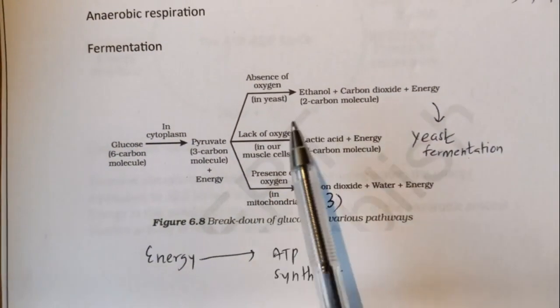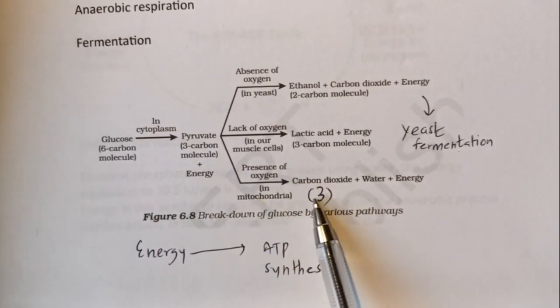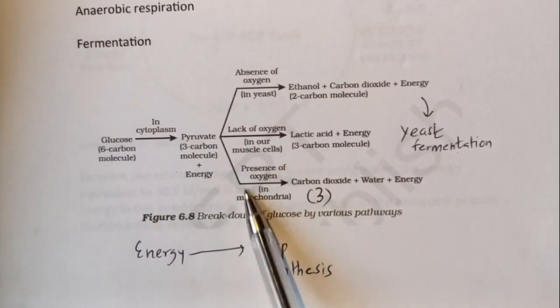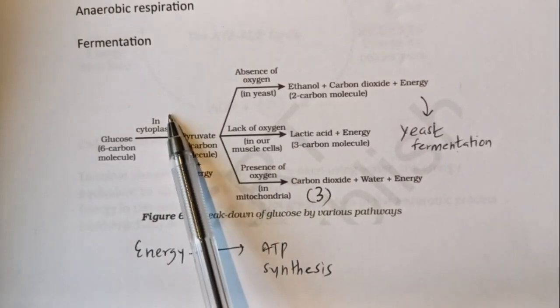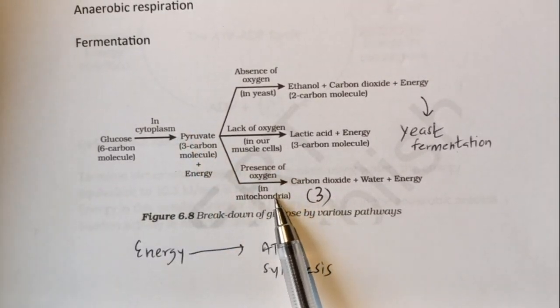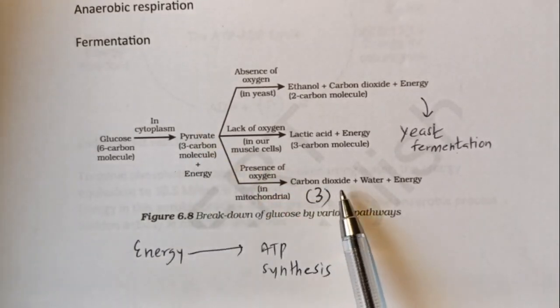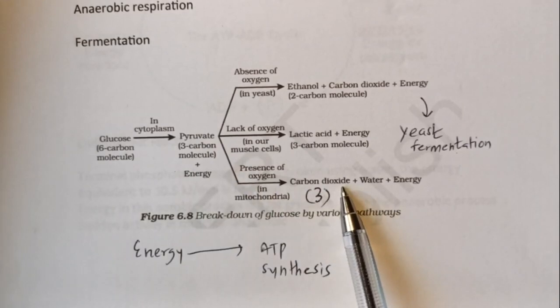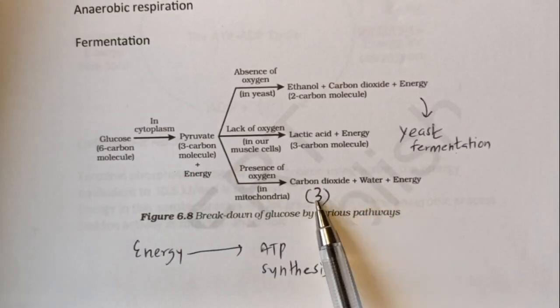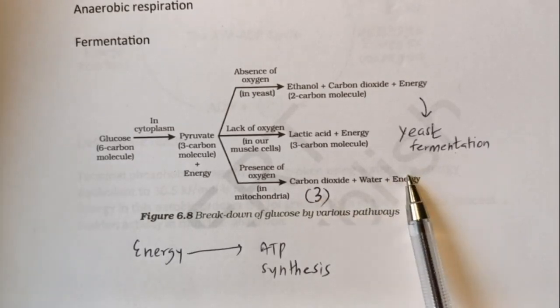The second step. So in presence of oxygen, have a look at this bottom pathway that takes place in mitochondria. Remember, the first step takes place in cytoplasm. The second step, in presence of oxygen, will be in mitochondria. The pyruvate will be converted further into carbon dioxide, that is three molecules of carbon dioxide, water, and energy.